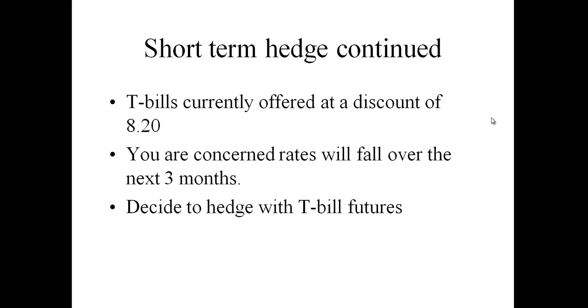We give you what the current interest rate is on Treasury bills, 8.2%, or a discount of 8.2. So interest rates are quite high. This is an old example. You're concerned that interest rates are going to fall in the next 3 months, so you decide you're going to hedge with T-bill futures. Now, if interest rates go down, essentially the price of those Treasury bills you'll be purchasing is going up. So you're worried about price rising. That's a good way to think about it.